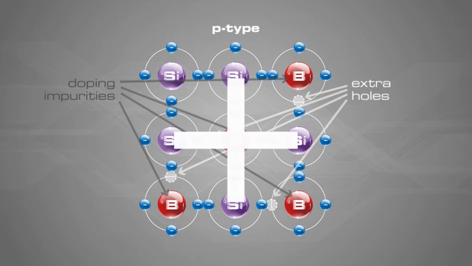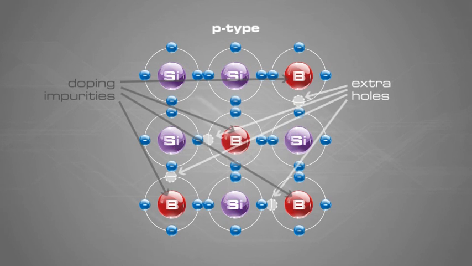In a P-type semiconductor, the doping material has fewer electrons than the surrounding atoms. Because of this, it attracts an electron from another atom. This creates a hole when the electron leaves its parent atom.